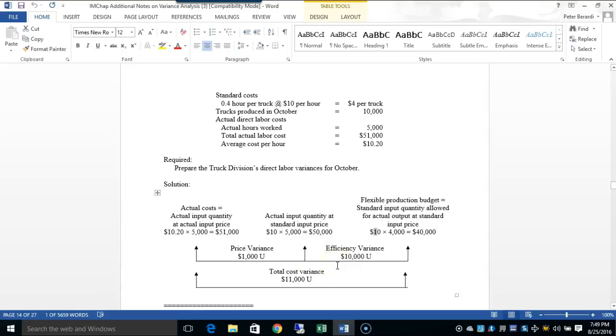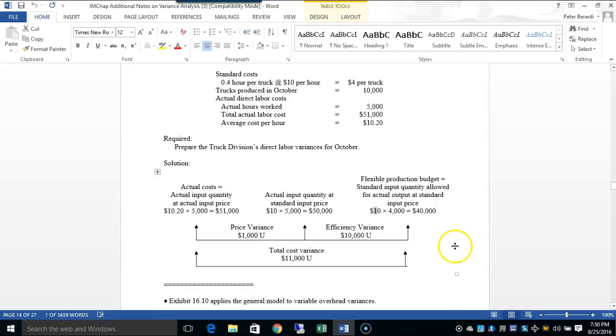Now let's calculate our efficiency variance for direct labor. The efficiency variance is 50,000 minus 40,000. So essentially we had $10,000 more variance due to quantity, because we isolate the standard price of $10 per labor hour as the same. The difference is exactly 1,000 hours. We used 1,000 more hours to produce trucks than we should have, so we were less efficient. Therefore, we have an unfavorable variance of $10,000.